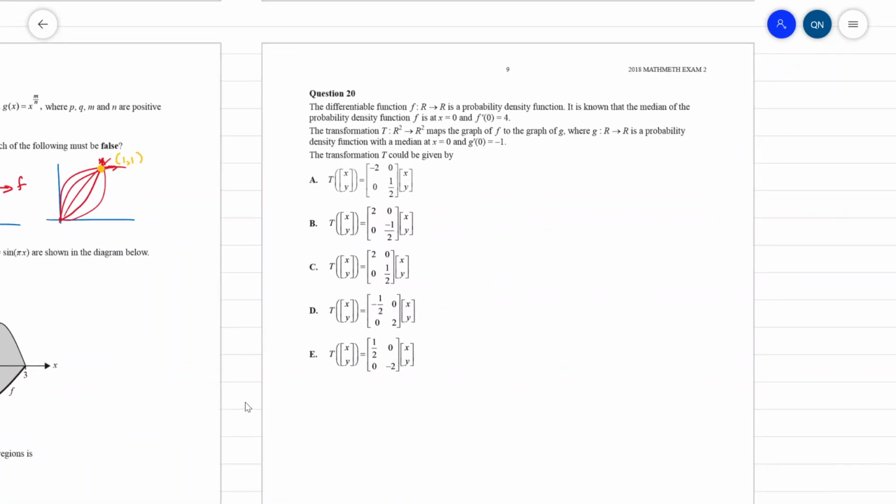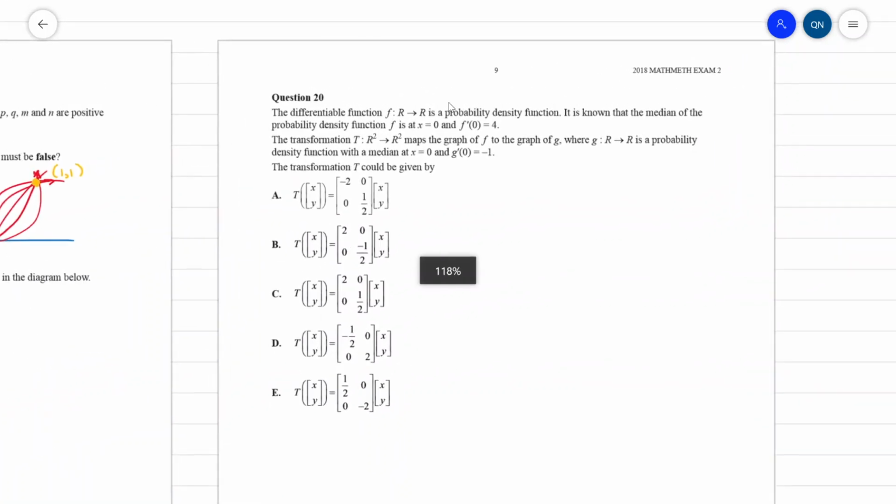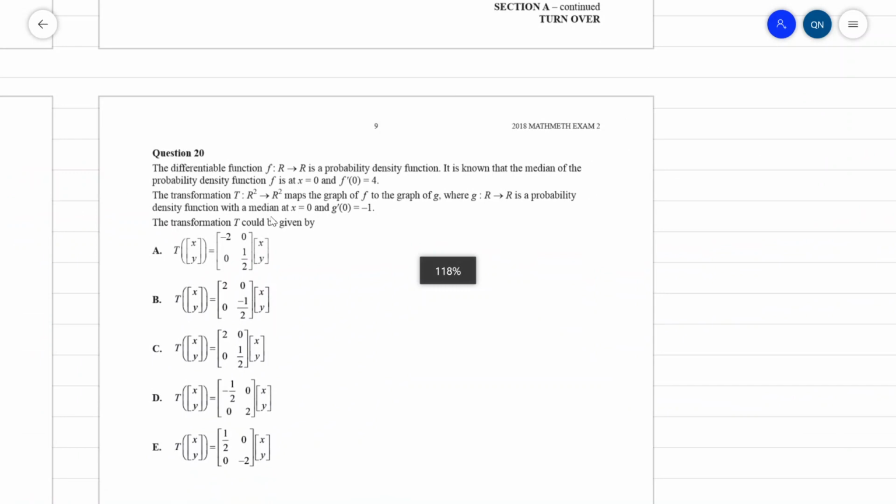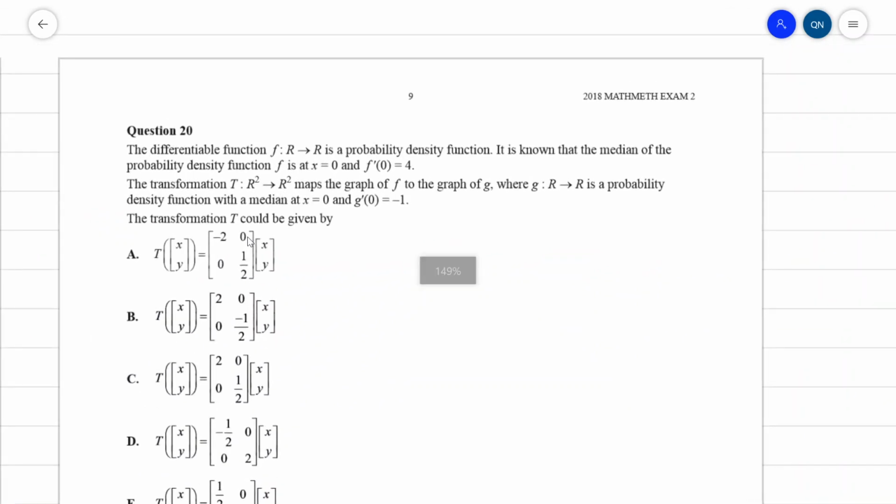Alright. Final question, question 20. The differentiable function f is a PDF. It's known that the median of this PDF is at x equals 0, and we also know the gradient at 0. Let's draw out a bit of a picture.